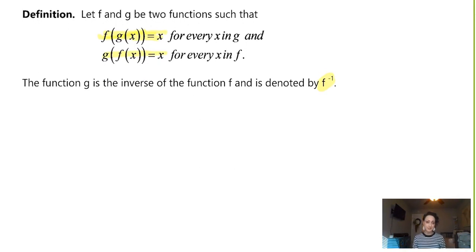The formal definition of two inverses, f and g, is that when you compose them, you get back to your original input, which would be x in this case, okay? The formal way of denoting an inverse is f with a superscript of -1, which is not to be confused with 1 over f of x. The two are not the same. It's very unfortunate that we use the same notation.